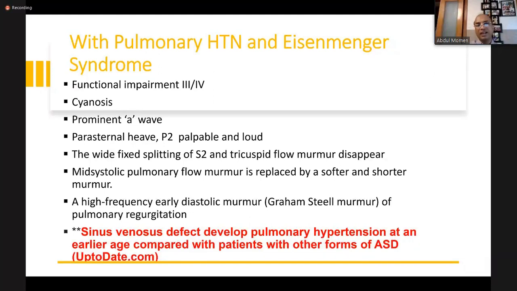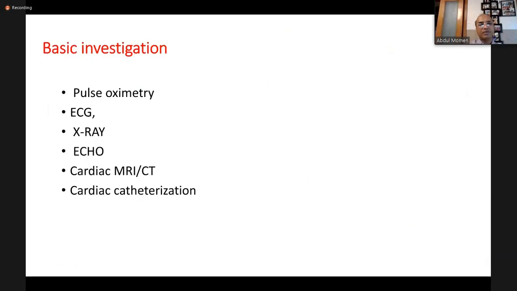So it is the sinus venosus defect who develop the pulmonary hypertension. Basic investigations: pulse oximetry, ECG, X-ray, echo, cardiac MRI, and CT. Pulse oximetry is very, very important, and we should have a pulse oximeter in our practice lab because it gives much information. When a patient is cyanotic, if the pulse oximeter shows saturation less than 90%, there's every chance the patient may develop severe pulmonary hypertension and Eisenmenger syndrome. So it is an investigation tool.